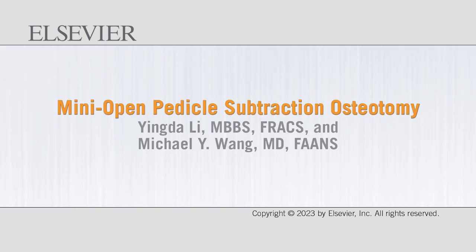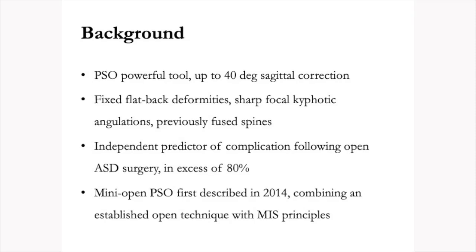This presentation will outline the steps involved in the mini-open pedicle subtraction osteotomy. Pedicle subtraction osteotomy represents a powerful corrective tool in the deformity surgeon's armamentarium, affording up to 40 degrees of sagittal correction. It is particularly useful in cases of fixed flat back deformity, such as in previously fused spines, or in the presence of a sharp focal angular deformity.